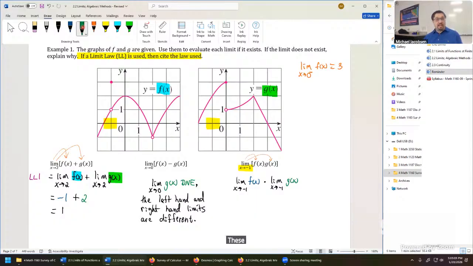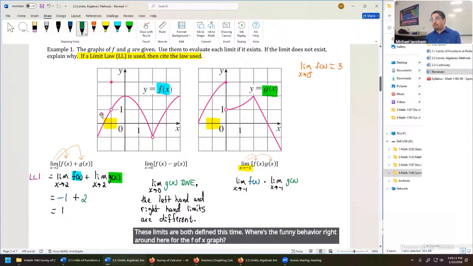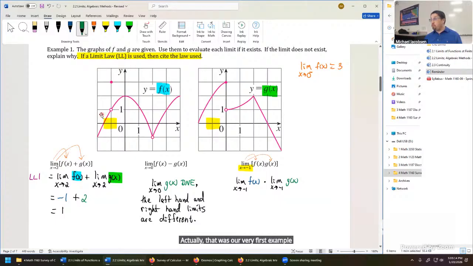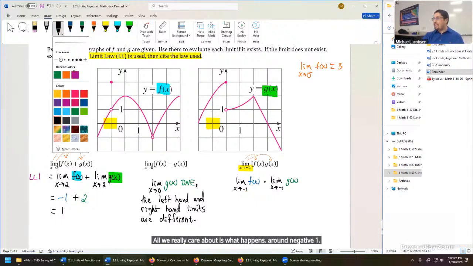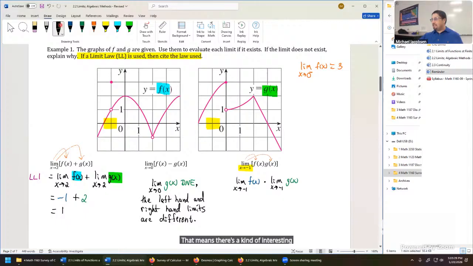These limits are both defined this time. Notice the funny behavior right around here for the f of x graph. Actually, that was our very first example, number 1 in the section 2.1 notes. Recall the limit is totally unaffected by whatever happens at -1. All we really care about is what happens around -1. That means there's a kind of interesting strategy you could take.